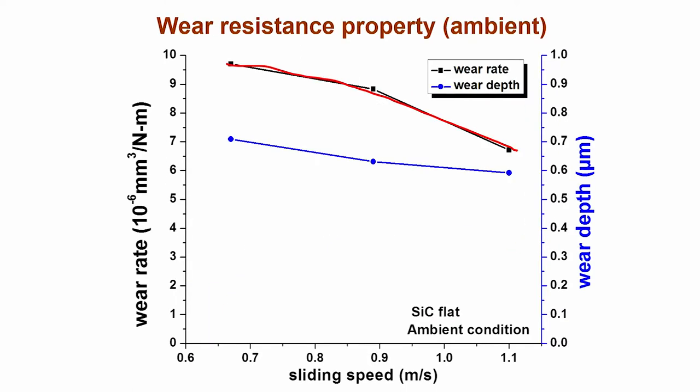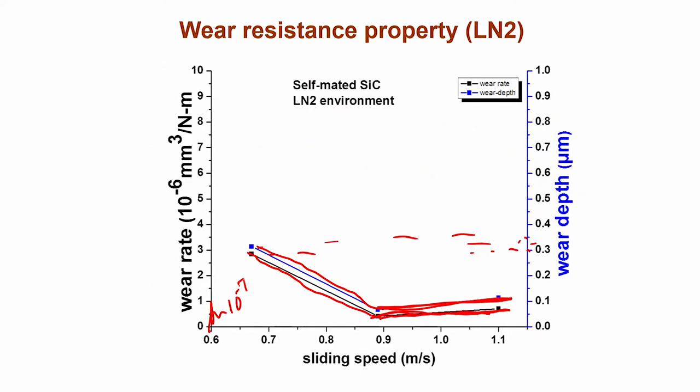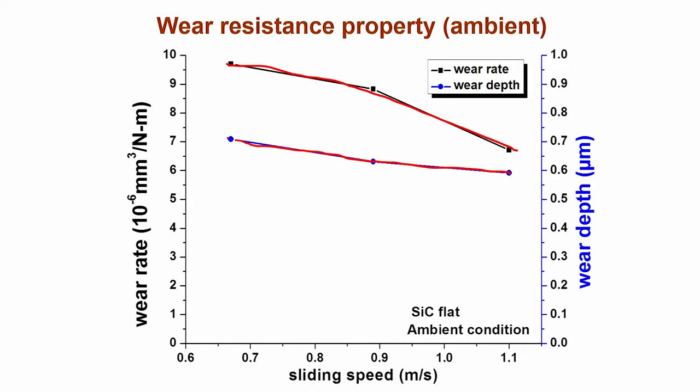If you compare the Y scale values, then you are convinced that room temperature sliding conditions lead to more wear of the self-mated silicon carbide under these particular sliding conditions on a pin-on-disc tribometer. So, there is a very clear signature that wear resistance as a whole, as a combination of wear rate and wear depth, is much improved in liquid nitrogen sliding conditions compared to that under ambient condition.